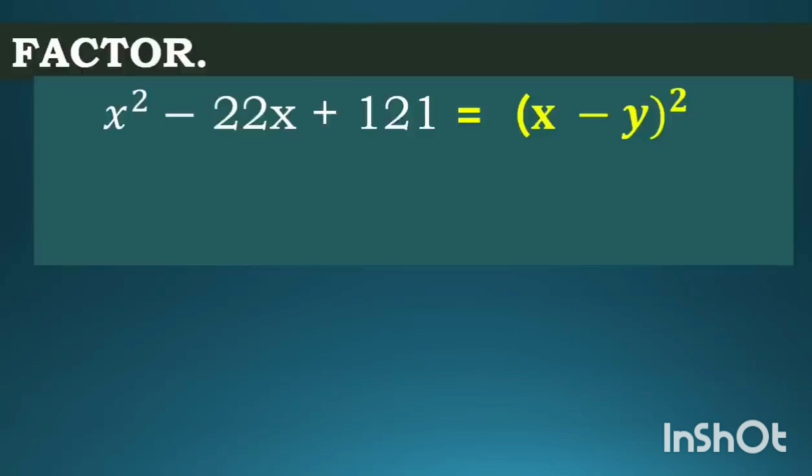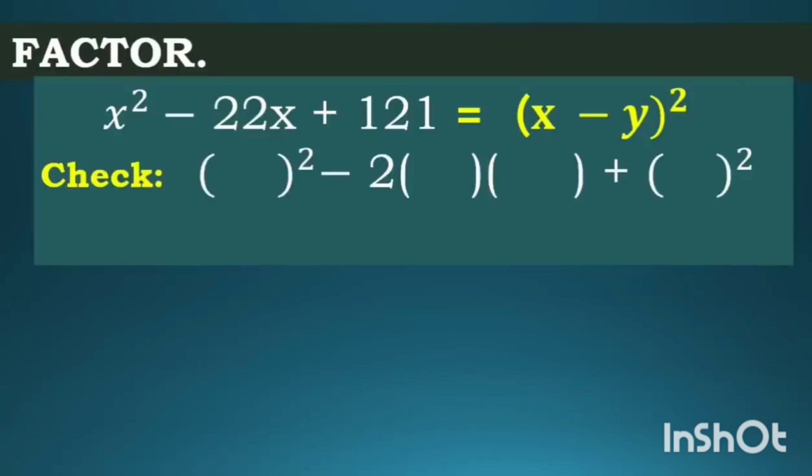Okay, so before anything else, before you proceed, let's check first if it's a perfect square trinomial. So check natin yung first and last term kung perfect square. For our first term, x squared, obviously it's a perfect square. And our last term is 121, which is 11 squared.